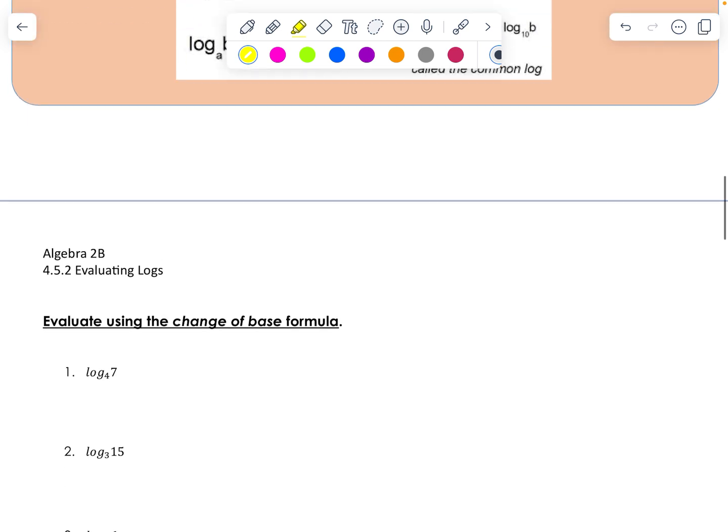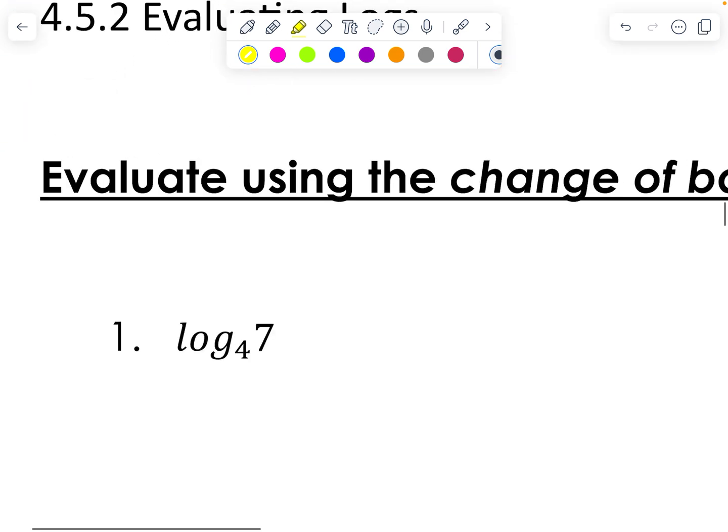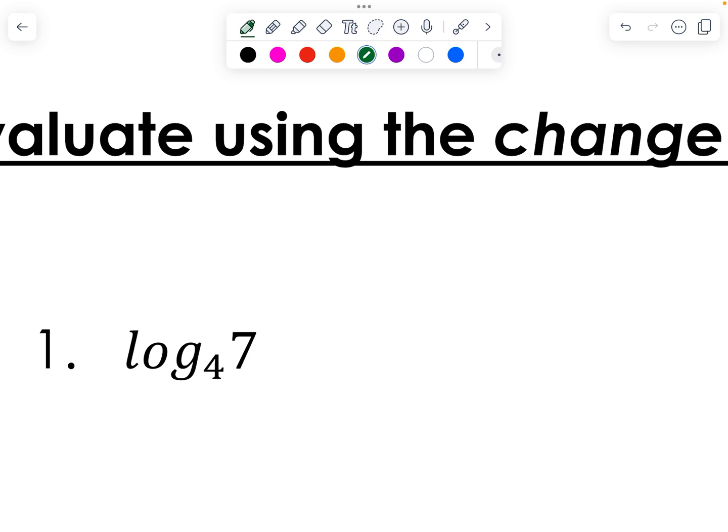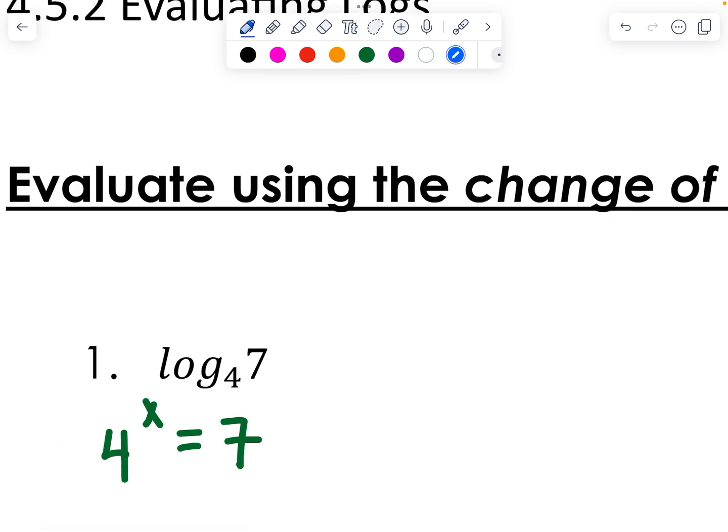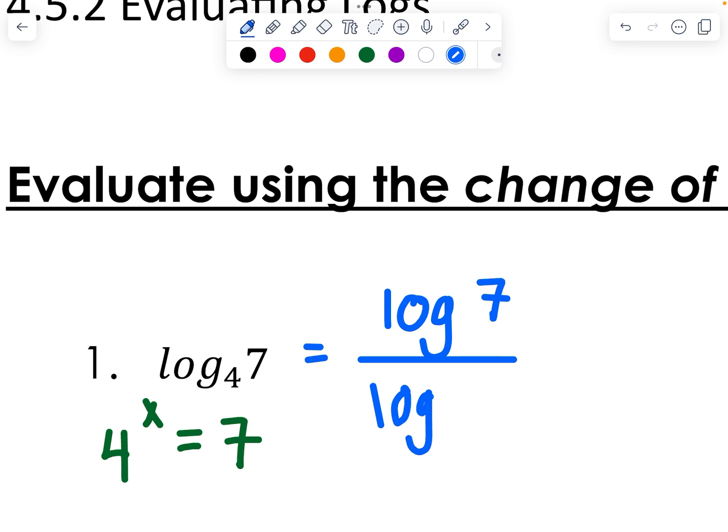Okay, so let's practice that using our change of base formula. If we have log base 4 of 7, again, this is asking you 4 to what power is 7? I know 4 squared is 16 and 4 to the 1 is 4. So we're somewhere in between 1 and 2, meaning it's a decimal. So we need a calculator, right? Change of base says if we type in log 7, the big number, and then divide it by log 4, the little number, it will give us our answer.